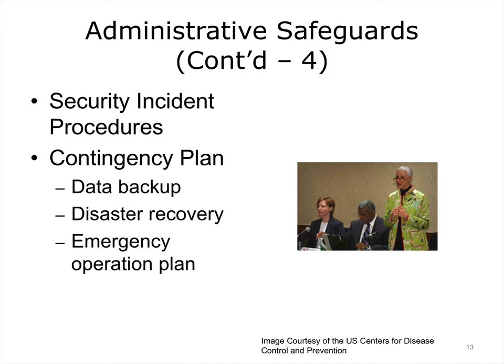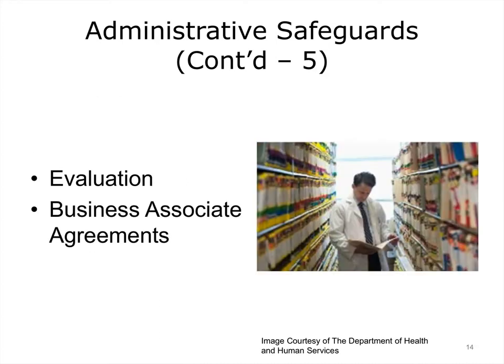It is also important to carefully analyze how critical each system is in order to prioritize the level of backup, disaster recovery, and emergency operation for each of these systems. The evaluation standard emphasizes the importance of regularly evaluating the organization's security program to ensure that electronic PHI is adequately protected. Finally, the Business Associate Contracts and Other Arrangements standard requires that any individual or organization that enters into an agreement with a covered entity must require that the business associate safeguard electronic PHI.